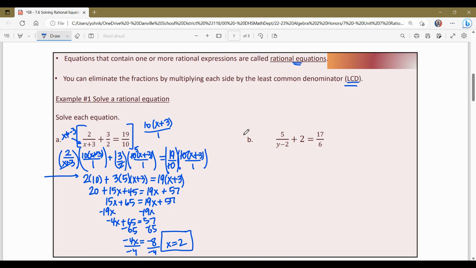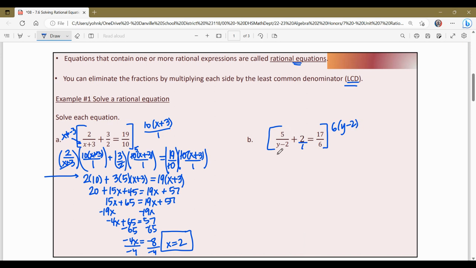All right, let's look at letter B. 5 over y minus 2 plus 2 equals 17 over 6. First thing I'm going to do is put a 1 underneath the 2 because I like to visualize the top and the bottom of the fractions. Now I have to figure out what I need to multiply the entire thing by to get rid of all the fractions. Number-wise, I have a 1 and a 6, so that means I have 6. And then I have a y minus 2 with a variable, so y minus 2.